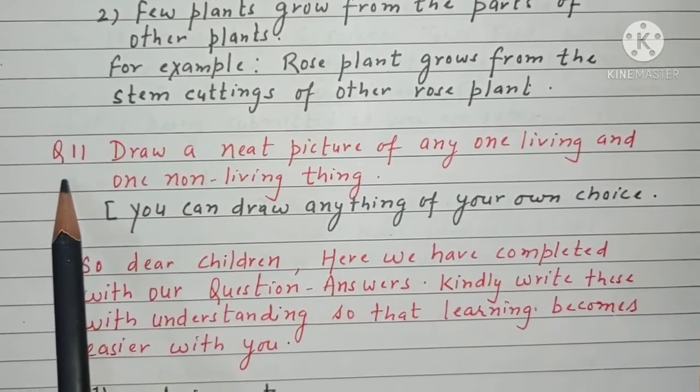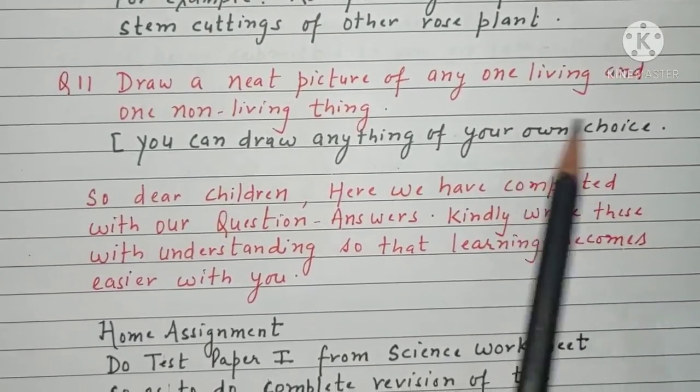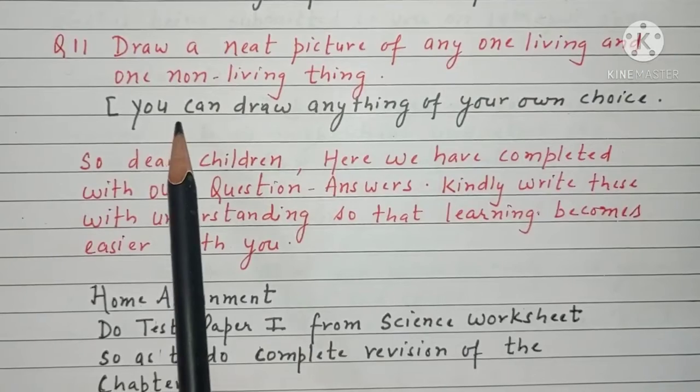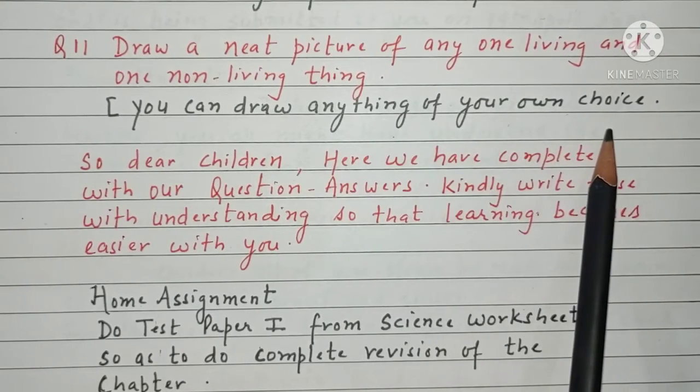And in question number 11, you can draw anything of your own choice in which you have to draw one living and one non-living thing. This you can draw according to your choice.